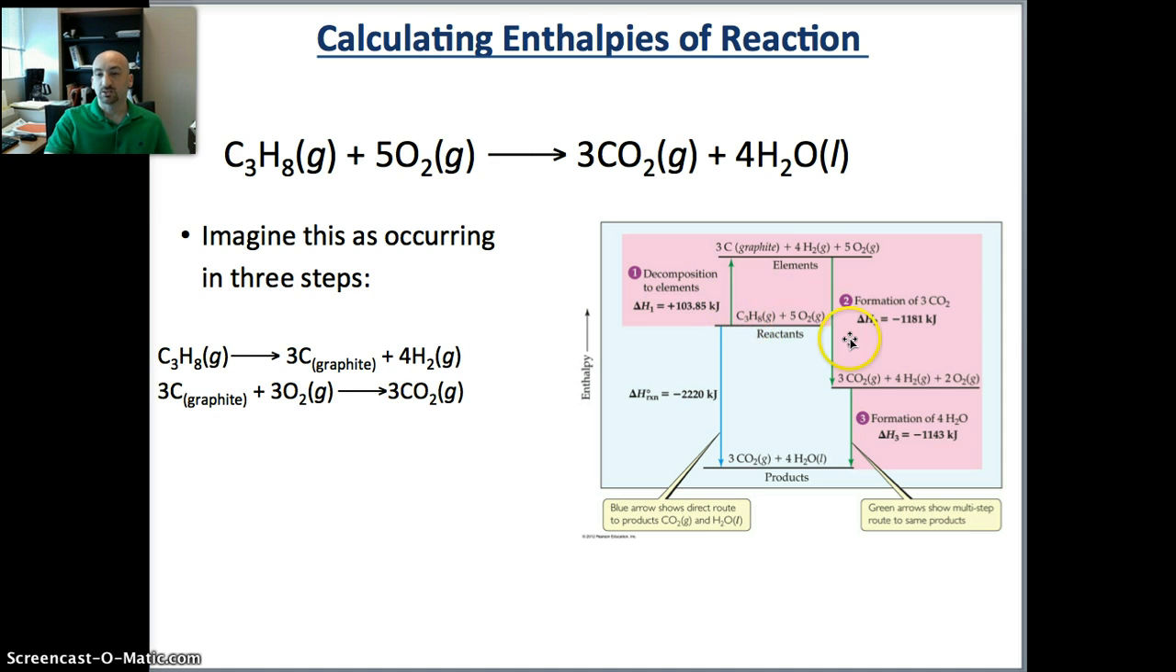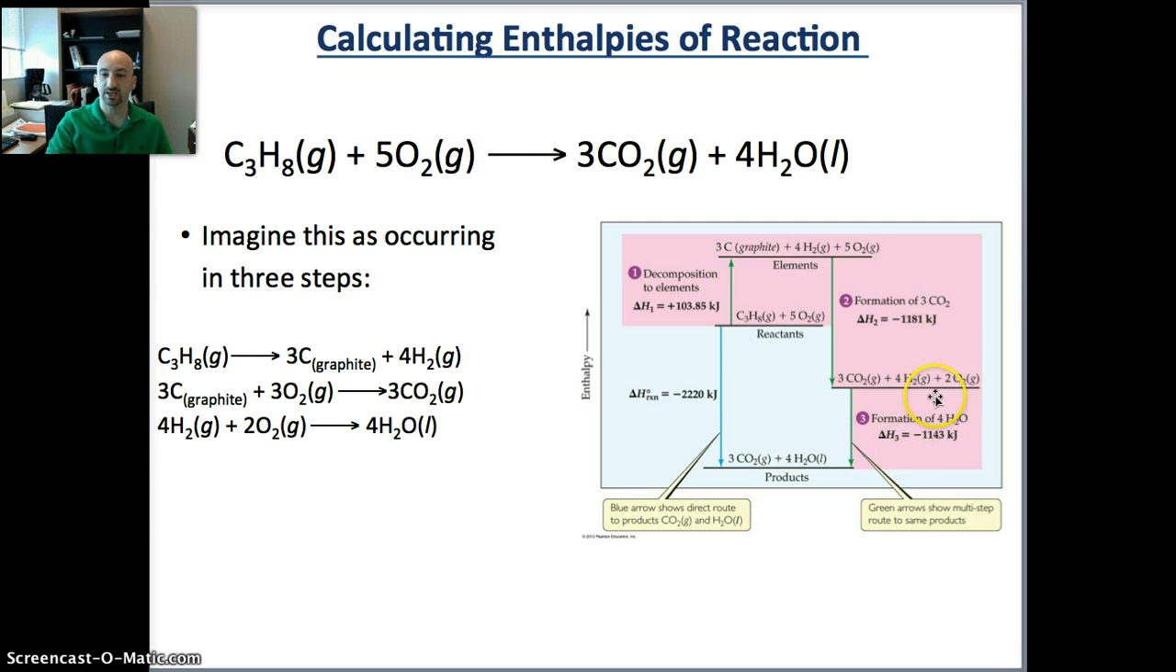The next step is the formation of 3 molecules of carbon dioxide gas. From there, we take our graphite and our oxygen gas, and we end up forming our 3 molecules of carbon dioxide gas, which reacts with the hydrogen gas and oxygen in the gas, and that is another delta H. Same thing with the third step, where we have formation of 4 molecules of water as a liquid that has its own enthalpy change, delta H3, which is minus 1143.